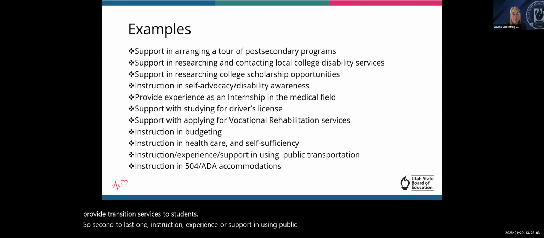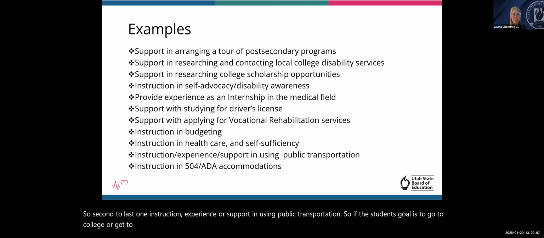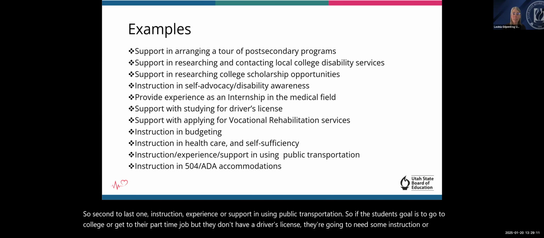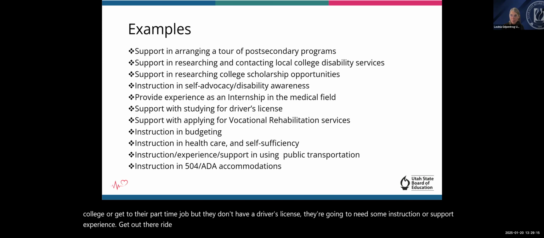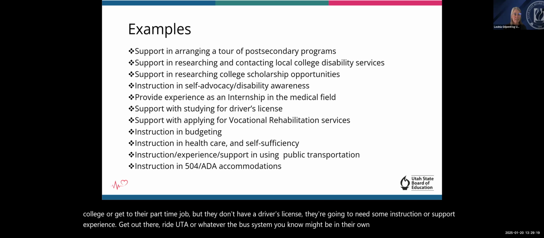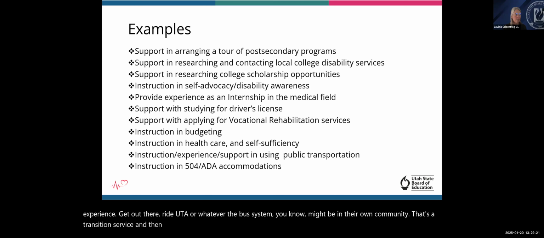So second to last one, instruction, experience, or support in using public transportation. So if the student's goal is to go to college or get to their part-time job, but they don't have a driver's license, they're going to need some instruction or support, experience, get out there, ride UTA or whatever the bus system might be in their own community. That's a transition service.